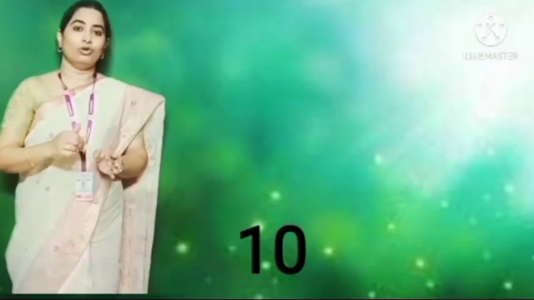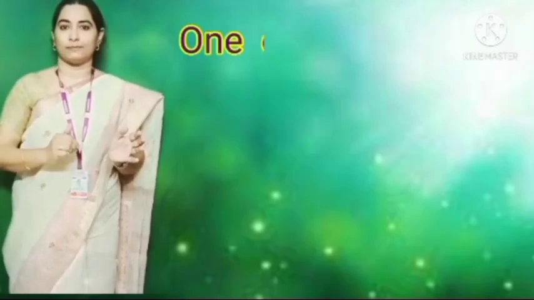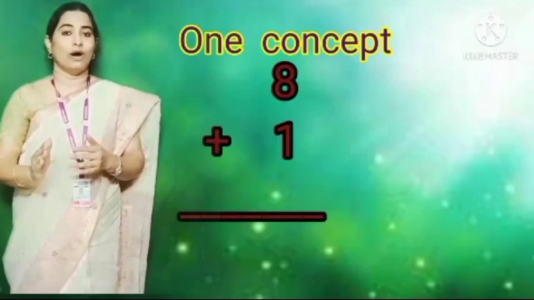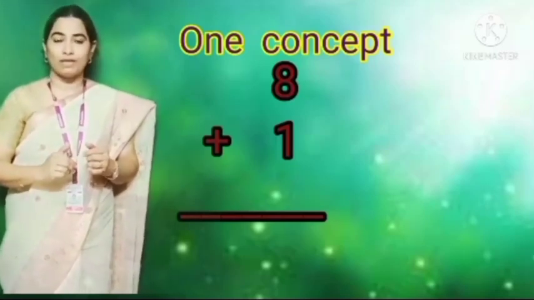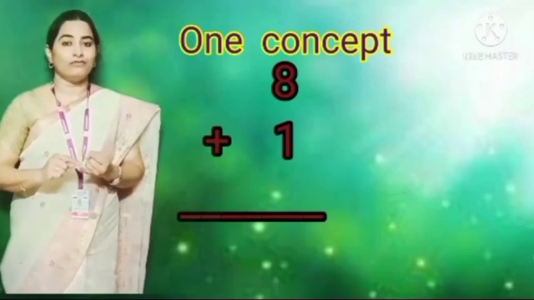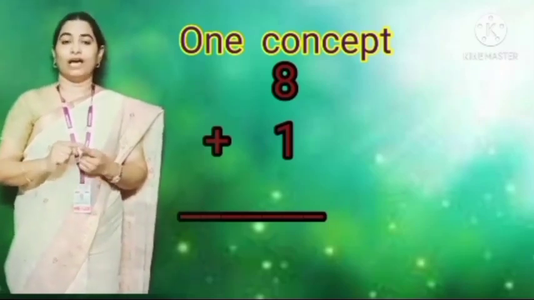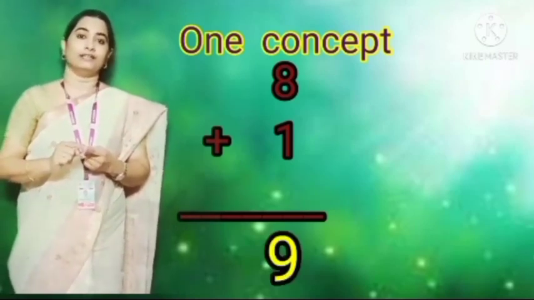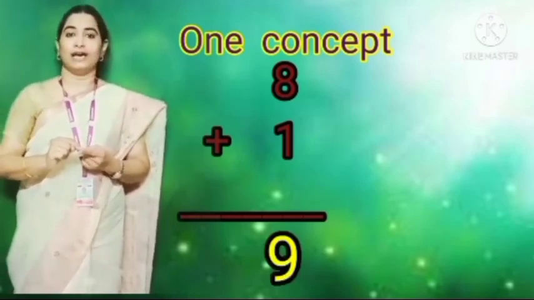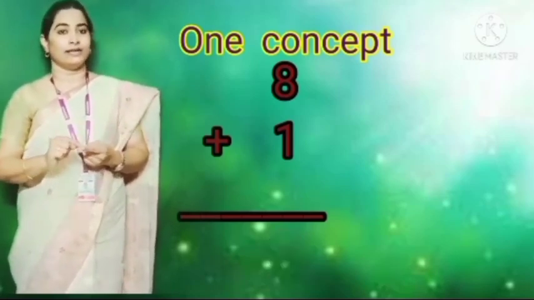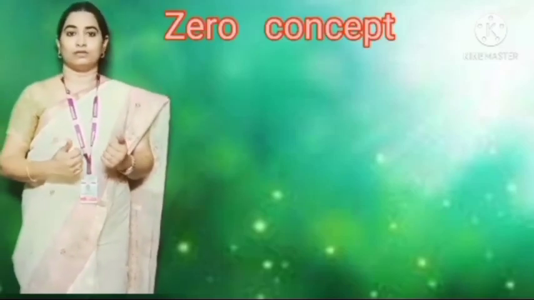And now we'll revise one concept. That is, we are going to add 8 plus 1. How we are going to add 8 plus 1? 8 in the mind, 1 in the finger. After 8 is 9. So what is the answer? Answer is 9.